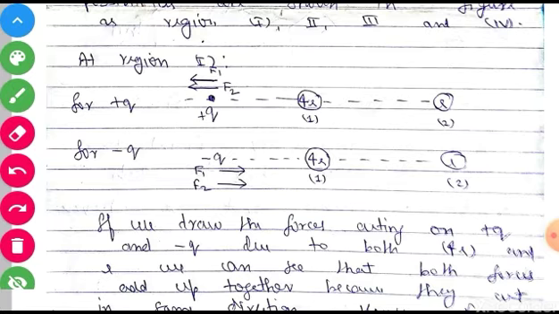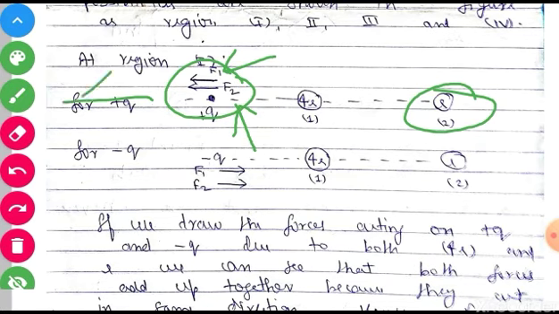The force due to 4e is F1. Since 4e is a positive charge, it will repel this plus q charge, so I have shown a force of repulsion, F1. Similarly, charge number 2 is also positive, hence it also tries to repel, so this force F2 is also repulsive. We can clearly see that both these force vectors act in the same direction, therefore their net force will be in this direction.